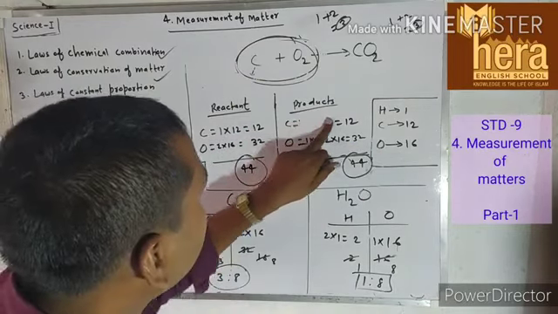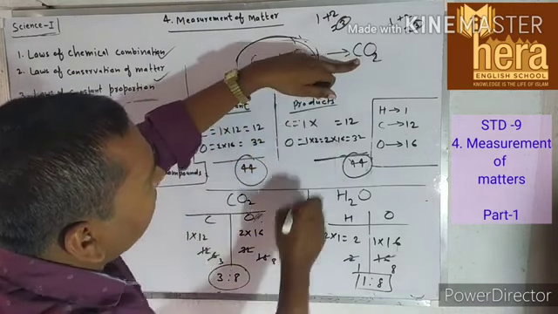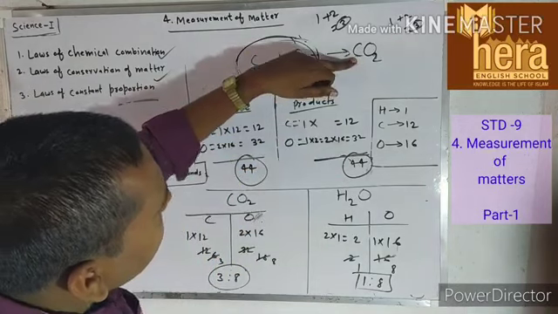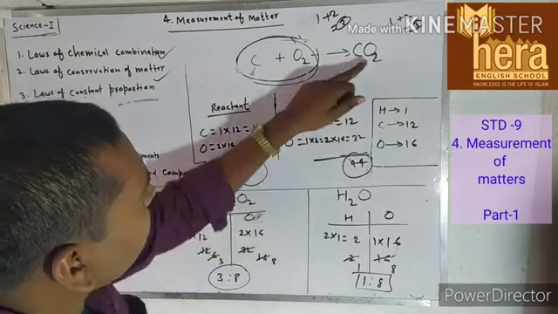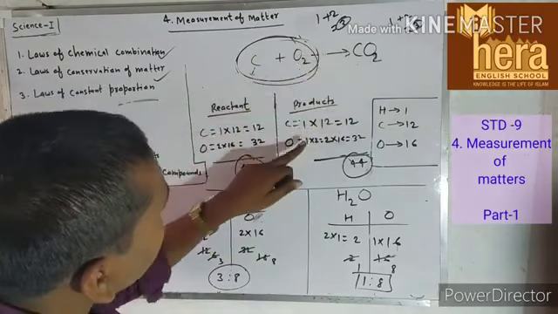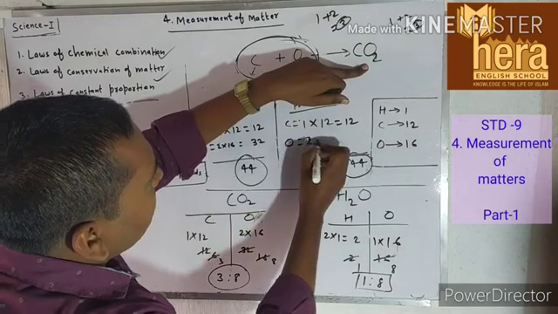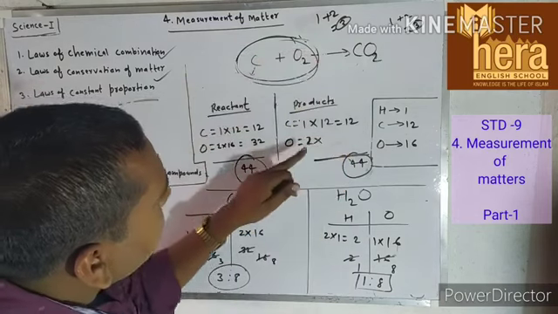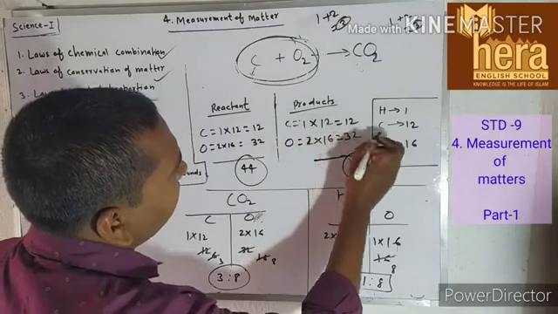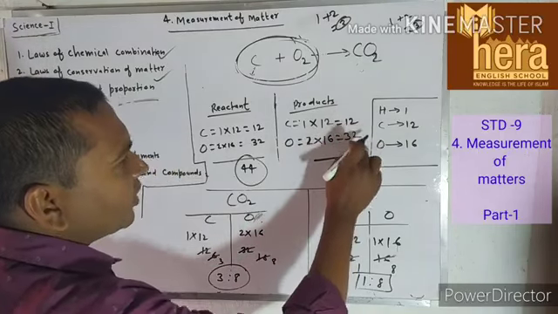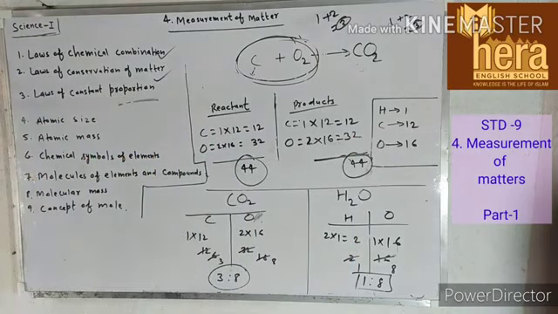Here the number of carbon atoms is 1, and the atomic mass of 1 carbon atom is 12. 1 into 12 is equal to 12. For oxygen, here are 2 oxygen atoms. Then 2 into the atomic mass of 1 oxygen, which is 16. So 2 into 16 is equal to 32. 12 plus 32 is equal to 44.